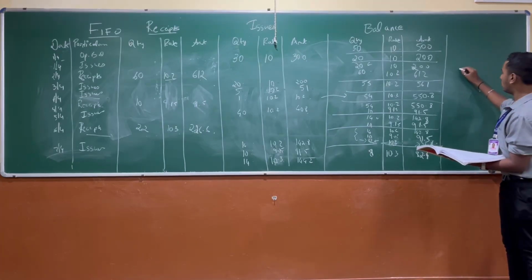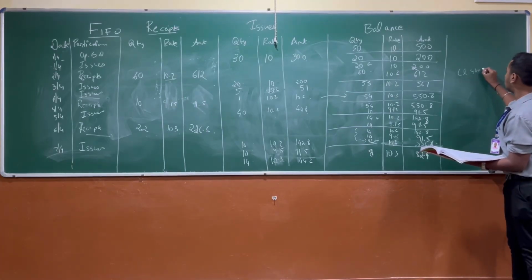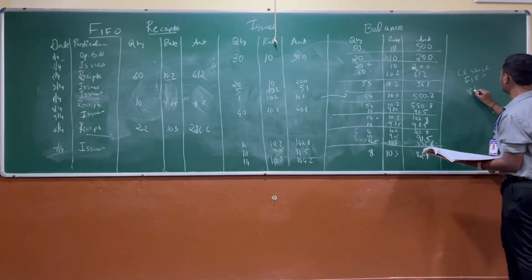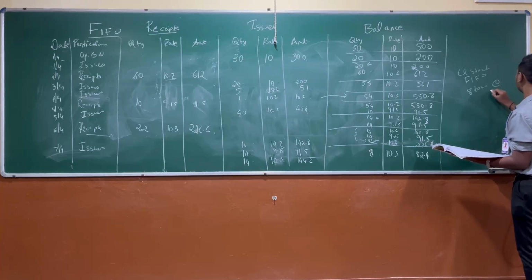So the closing stock as per FIFO will be 8 tons at 10.3 each, which is 82.4.